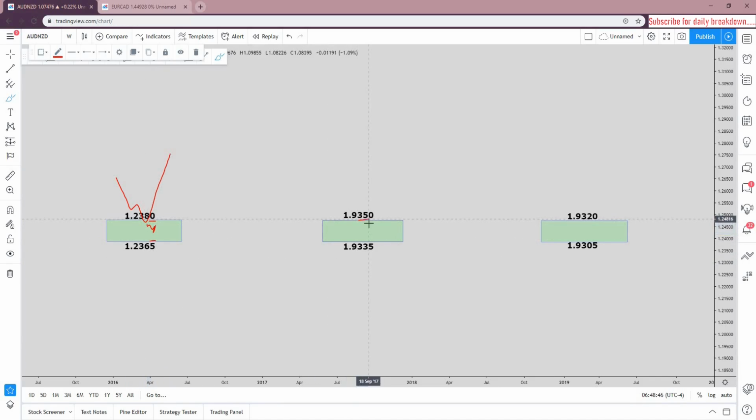Again here from 50 to 35, so we expect the market to stop in between the area from the 50 to 35, which is 50 minus 15 pips, 35. And again, the exact same scenario. We expect the market to stop inside of this area.